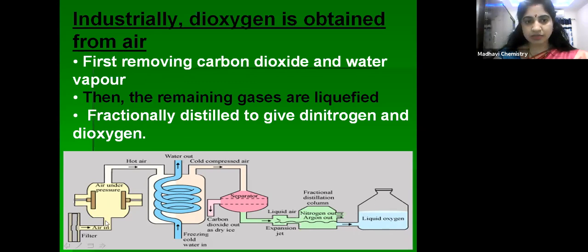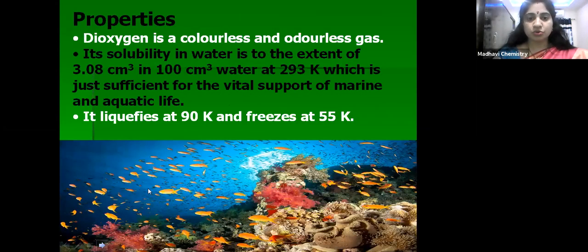So this is the method. The air is compressed and then cooled, carbon dioxide is separated, and then the liquid air undergoes fractional distillation. After fractional distillation, it gives nitrogen and argon here, and liquid oxygen here. So at the end we get liquid oxygen. This is the method to prepare dioxygen from air, right children? Next, these are the methods of preparation of dioxygen.